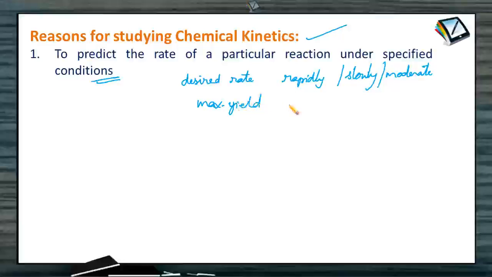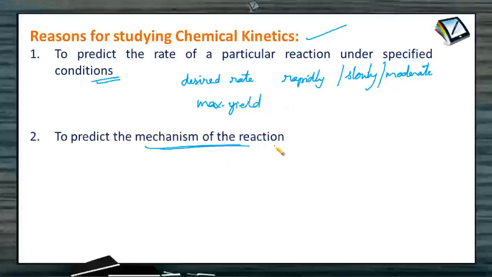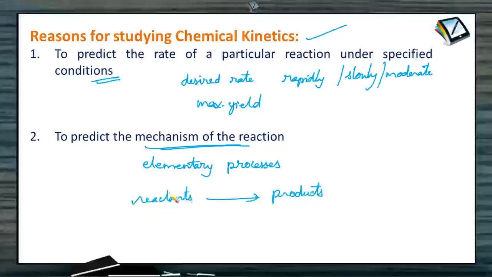And the second one, in order to predict the mechanism of the reaction. What is the mechanism? Mechanism is nothing but the intelligent guess regarding the various elementary processes responsible for the formation of the products from the reactants. So these reactants will never change into product in one step. It will take place in several stages. That one we call the elementary process, and all these stages together we call that one the mechanism of the reaction. These are the two main reasons why we are studying chemical kinetics.